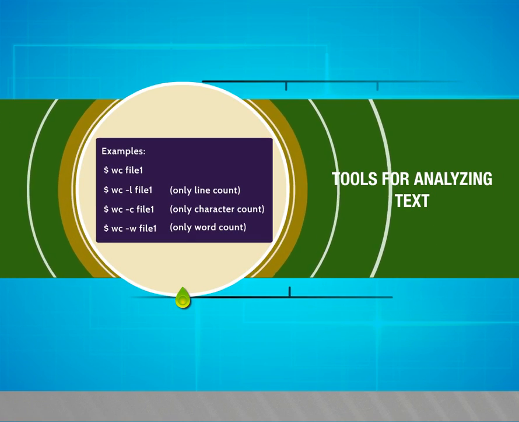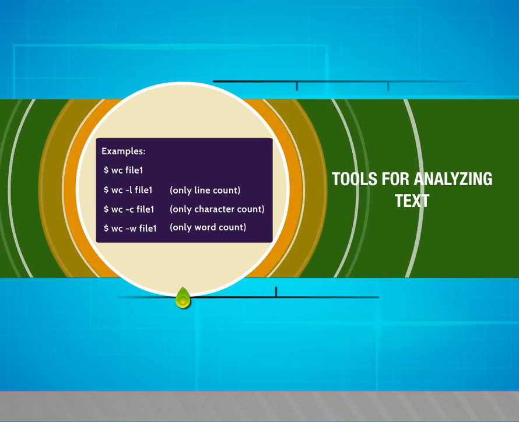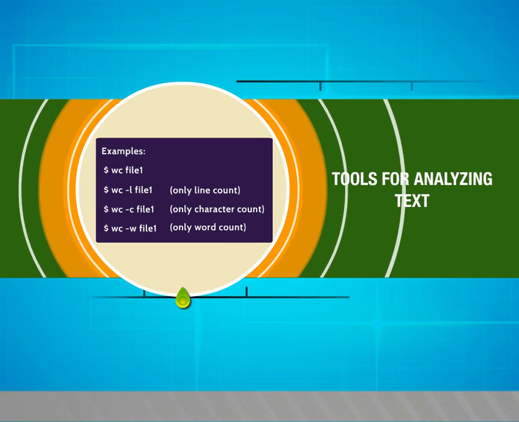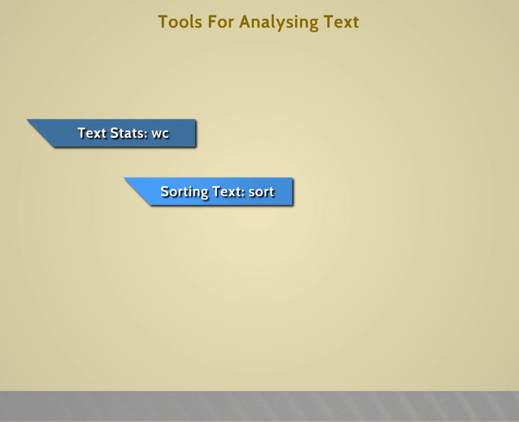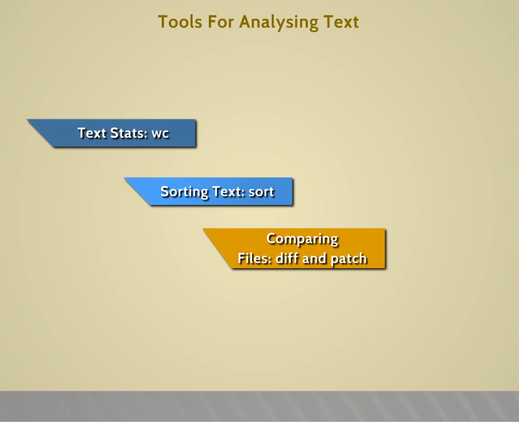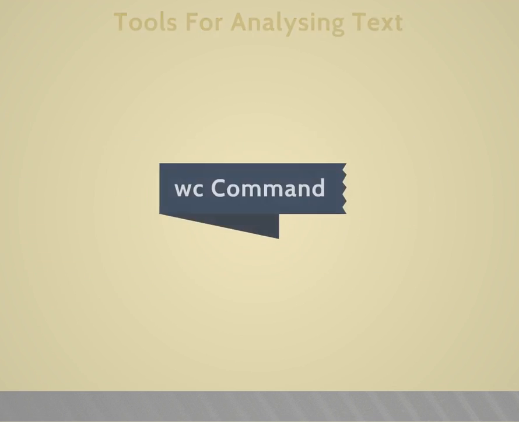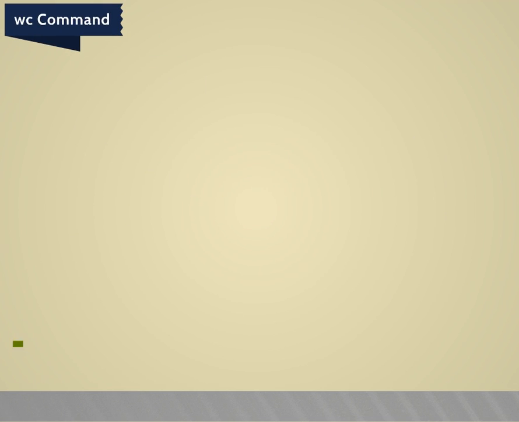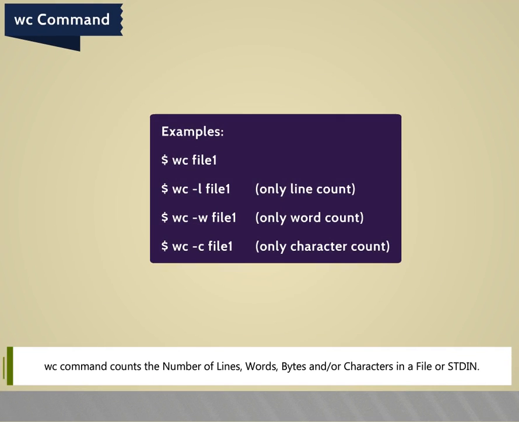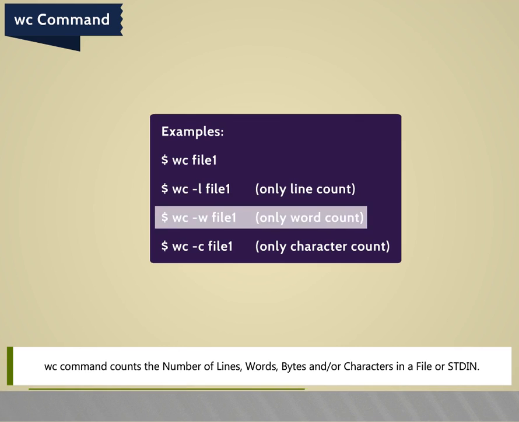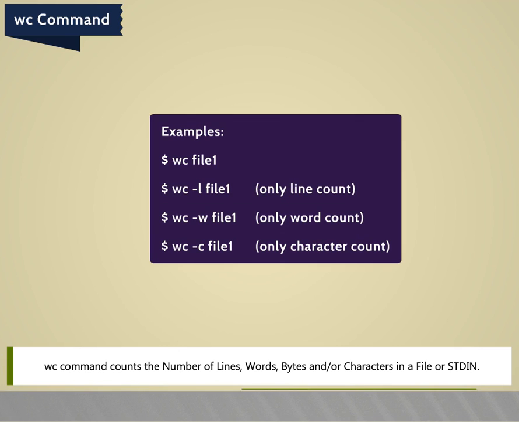Tools for analyzing text. In this video, we are going to see about tools for analyzing text. Text statistics: wc. Sorting text: sort. Comparing files: diff and patch. Spell check: aspell. wc command. The wc command counts the number of lines, words, bytes and characters in a file or stdin.